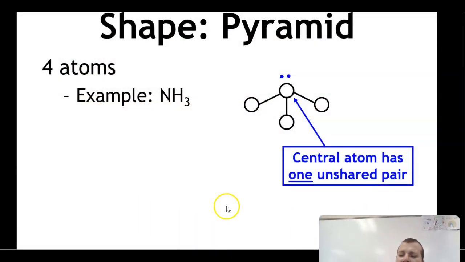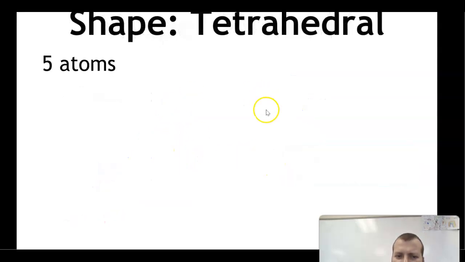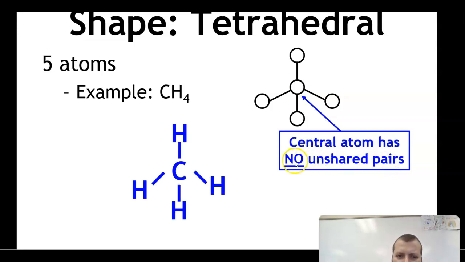So pyramid, 4 atoms, 1, 2, 3, 4, where the center has an unshared pair. All right, tetrahedral, 5 atoms, 1, 2, 3, 4, and the middle has no unshared pairs.